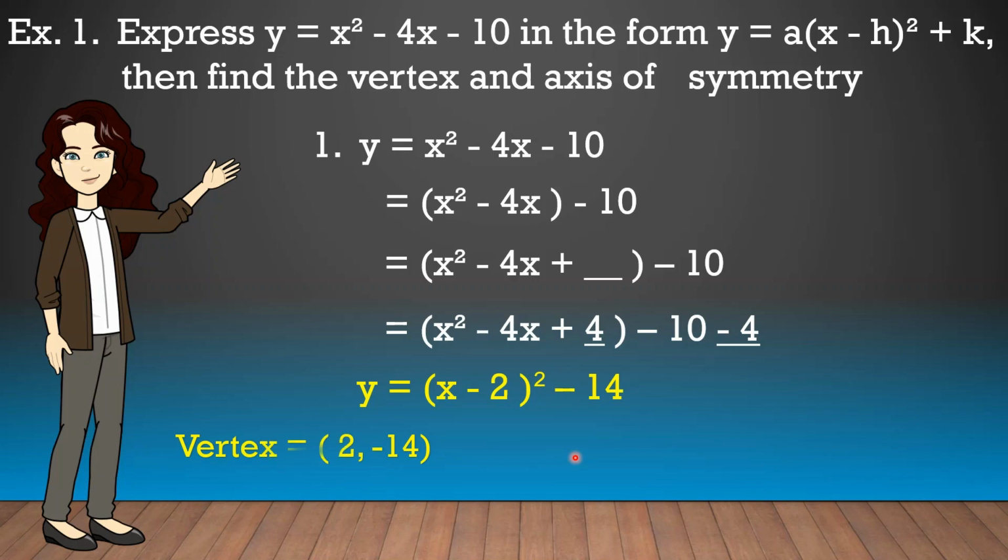So what is the vertex? Our vertex is 2. Why is it positive 2? Because in our form, this is negative h. When we get the value of h, it becomes positive. So we have 2, then negative 14. For negative 14, no need to change the sign. And our axis of symmetry is the value of h, and that is x is equal to 2. Okay, did you understand, guys?